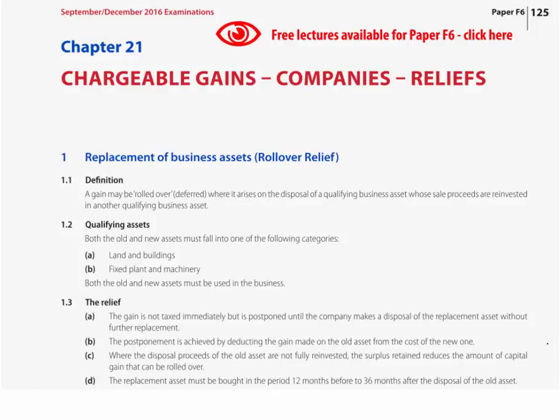As it says here in section 1.1, a gain may be rolled over. What does it mean? Deferred, where it arises on the disposal of a qualifying business asset and where the sales proceeds are reinvested in another qualifying business asset. What you will recall is that in this context, if you reinvest all of the sales proceeds in another suitably qualifying business asset, then the full gain will be available for rollover. It will be full rollover relief.